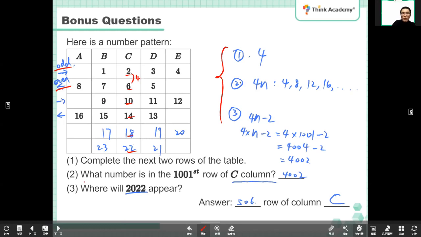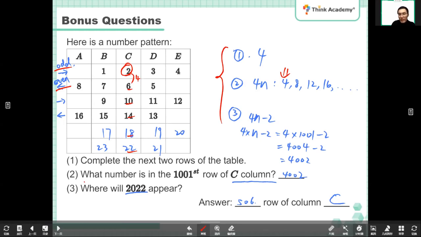And then we compare it with the C column sequence, the 2, 6, 10, 14. Because the 4n sequence starts with 4, but we are actually starting with 2, we need to take away 2. For each term in the 4n sequence, we need to take away 2 so that it is the actual term in our actual sequence. So 4 minus 2 is 2, 8 minus 2 is 6, 12 minus 2 is 10. So that means the general term for the C column sequence is 4n minus 2.